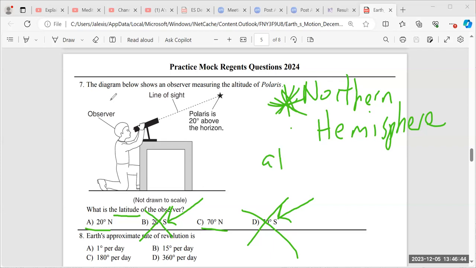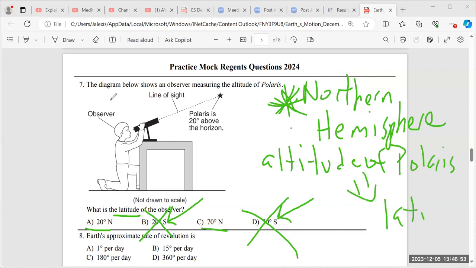Now, what did we say? The altitude of Polaris is equal to your latitude.